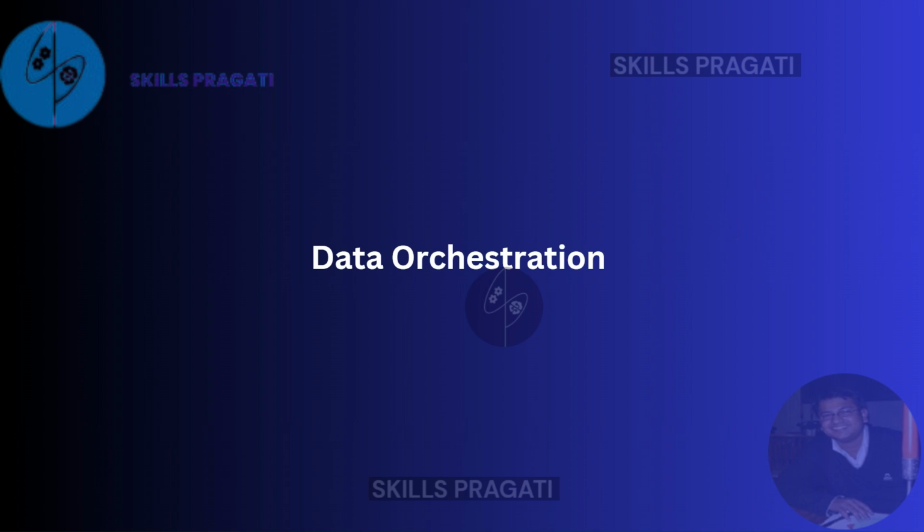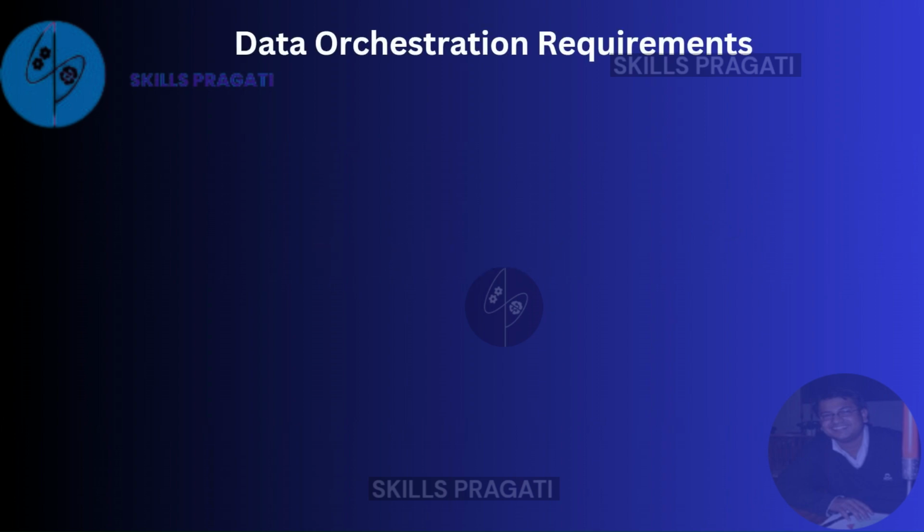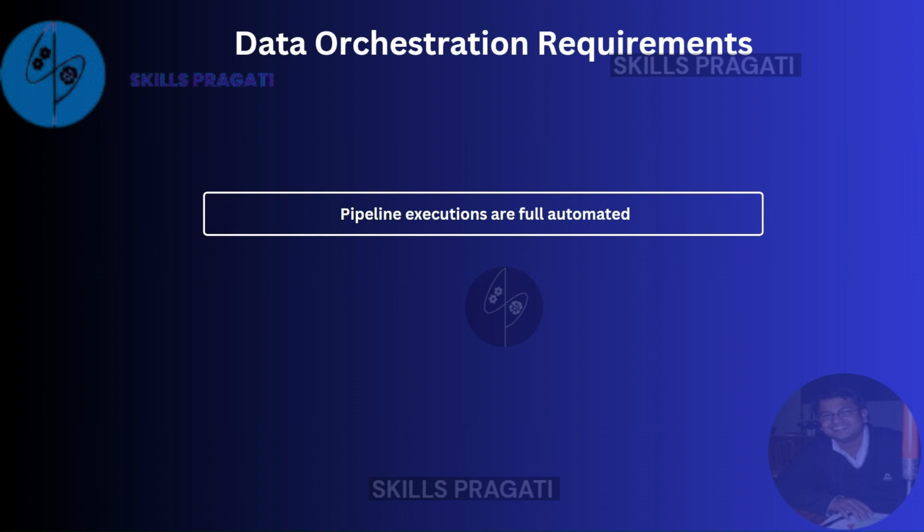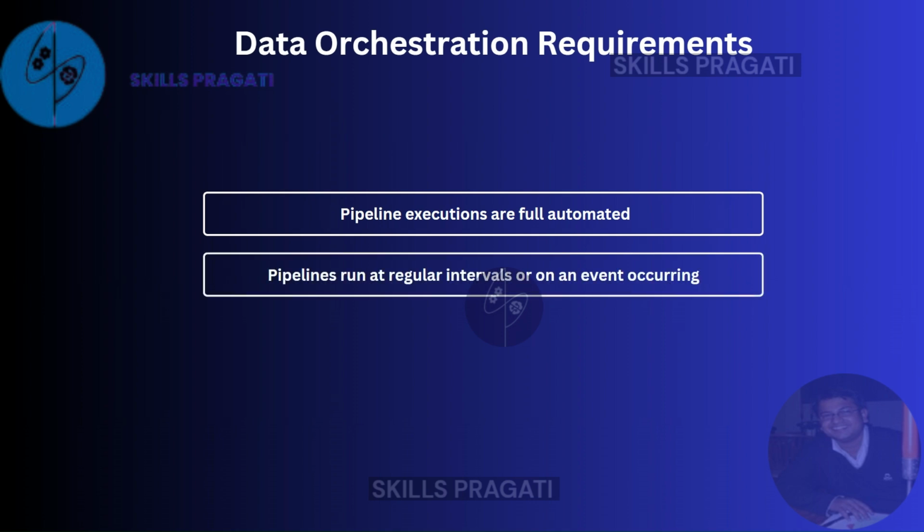Let's get started with the requirements. Firstly, we want our pipeline executions to be fully automated. We do not want to be manually triggering the pipelines like we did during development. Second, we want our pipelines to be running at regular intervals, when we expect the new data to arrive, or when an event has occurred. For example, a new file has arrived for us.